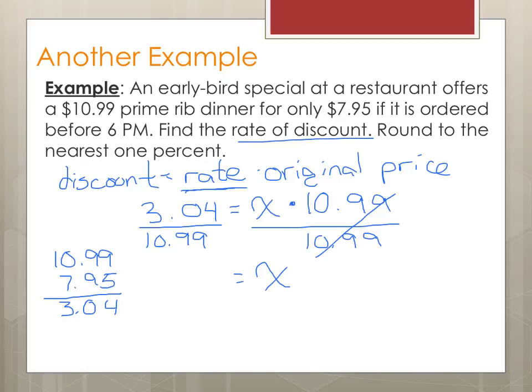And we get X equals 0.2766. Then that keeps going for a little while. Now, remember we're going to have to move our decimal 2 places to the right to change this into a percent. So this is 27.66%. And if we want to round this to the nearest 1%, the 6 here is going to make the 7 go up. So we would say that's approximately 28%.